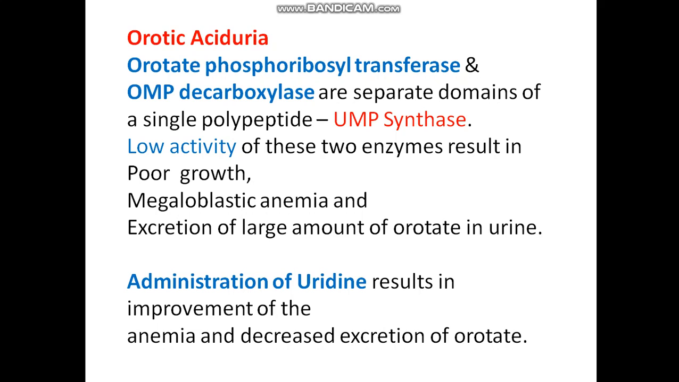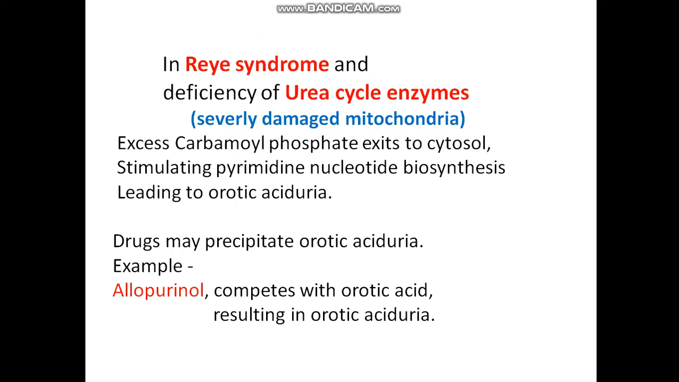Now the administration of pyrimidine results in the improvement of the condition, the anemia, and decreased excretion of orotate. In Reye syndrome, which happens after a viral fever, that means after flu or chicken pox, it is seen in children, and there is swelling of brain tissue and liver tissue, and that damages the brain and liver, which is a fatal condition.